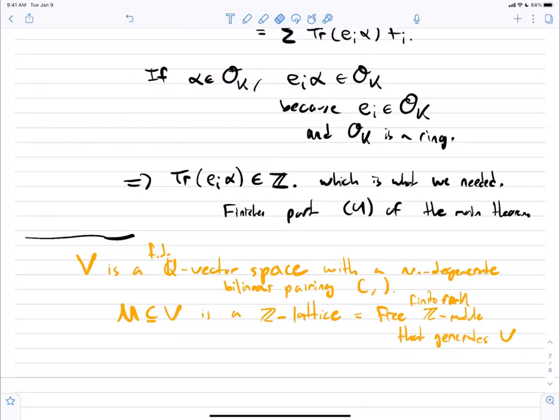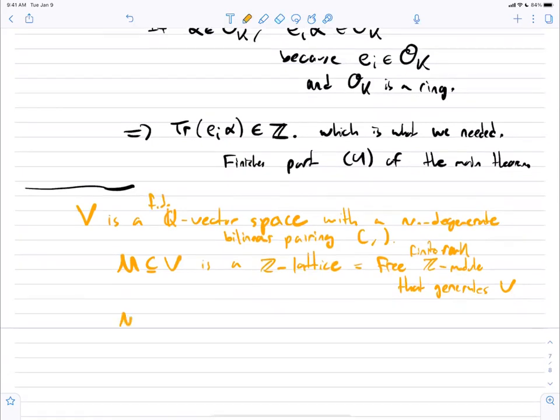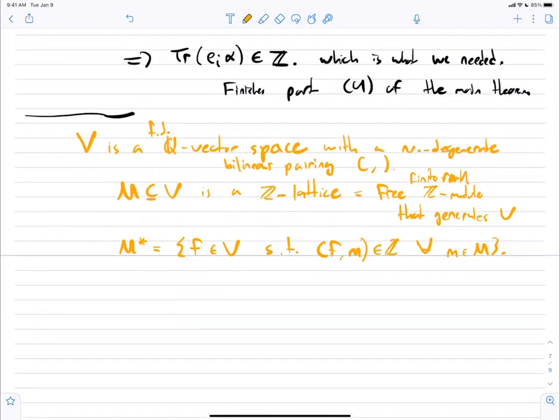Then we define M dual, and it's maybe not the best notation, to be all F contained in V such that F(m) is contained in Z for all m in M. And again, this is going to be a free Z-module.